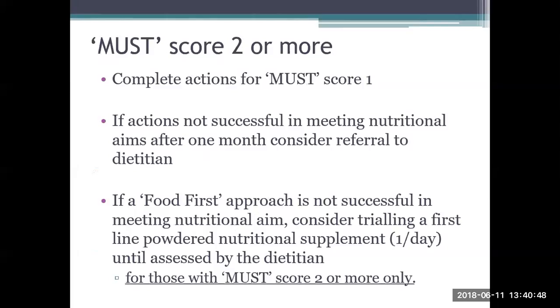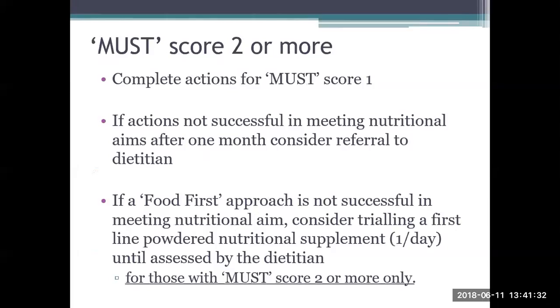If a food first approach is not successful, and there has been a different webinar on food first which goes into that in a lot more detail, and we will touch on that again when we go into care planning, you can consider trialling a first-line powdered nutritional supplement drink. What we're asking is to offer 1 sachet per day, preferably made with 200 ml of full-fat milk, until they're assessed by the dietitian. So after referral, if all food first approaches have not been successful, then you can consider trialling a first-line powdered supplement.